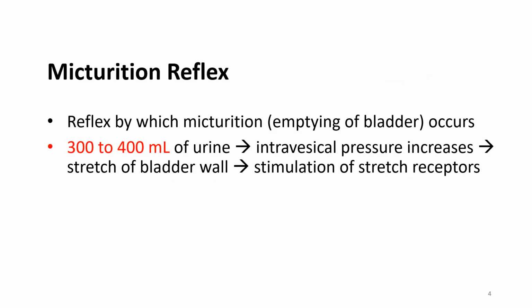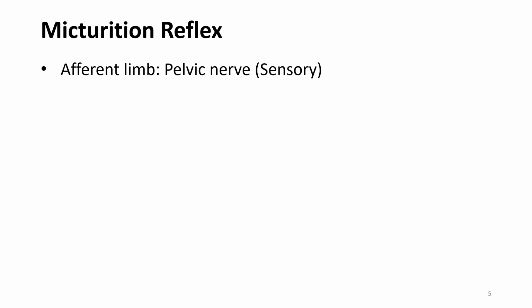Now, micturition reflex is a reflex by which micturition or the emptying of bladder occurs. When 300 to 400 ml of urine is accumulated in the bladder, the intravesical pressure increases. This stretches the wall of the bladder, leading to the stimulation of stretch receptors. The afferent impulses are carried by the pelvic nerve sensory fibers.